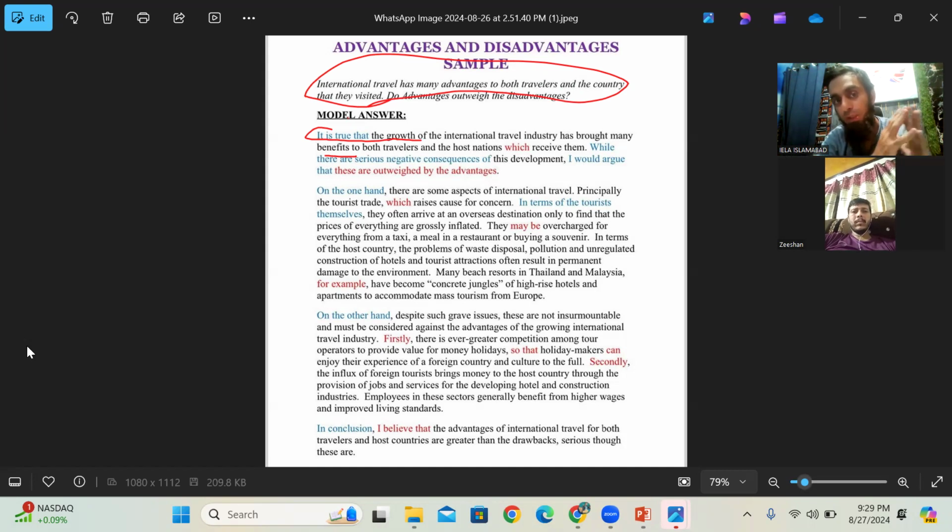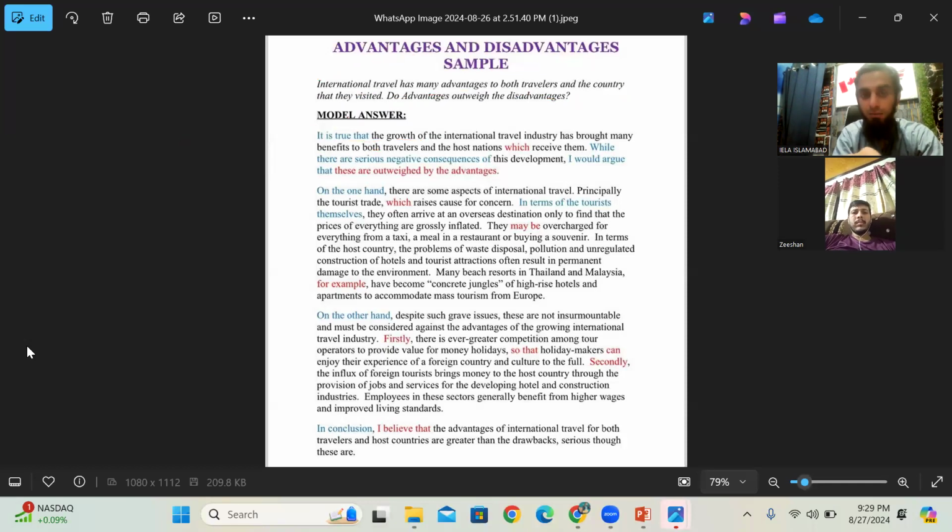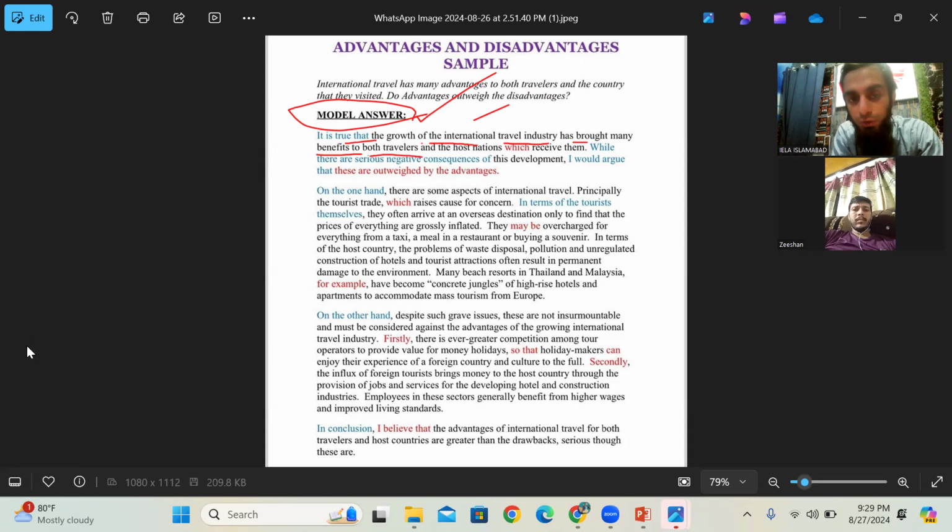So what about opinion? If you ask me about opinion in such essays, it means showing which kind of essay this is. So we can write it. Now on one side they have very beautifully mentioned the benefits or advantages, and then they have very beautifully mentioned the disadvantages. See, this is the last day from the examiner's perceptions from the IDP side, right? I mostly go for the British Council side, but both are okay. Now, both are companies for IELTS exams. It is true that the growth of the international travel industry has brought many benefits to both travelers and the host nation.